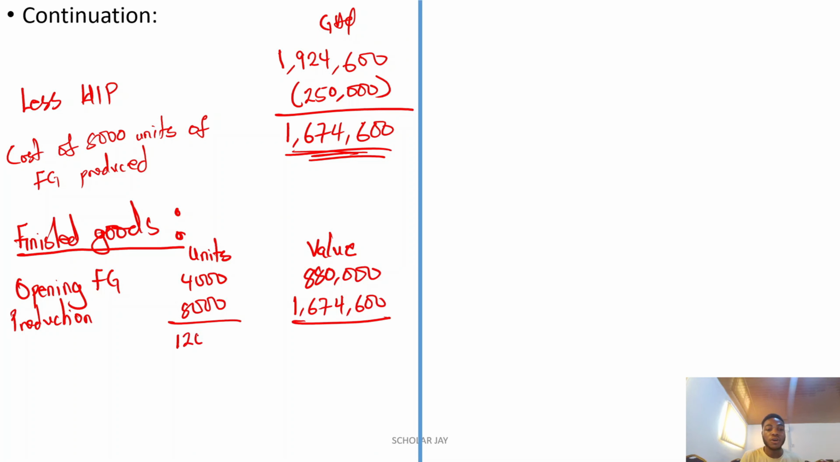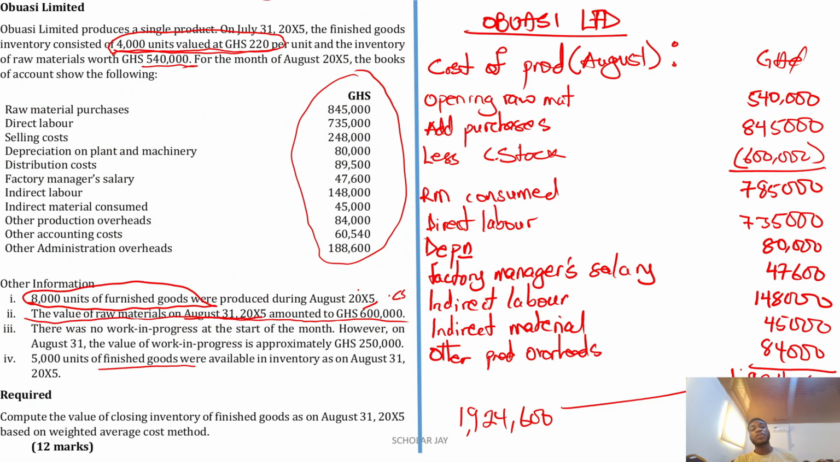So let's add these two. So we are having total of 12,000 units. And then we are having plus 1,674,600 plus 880,000. That is 2,554,600. Now, what did the question say?